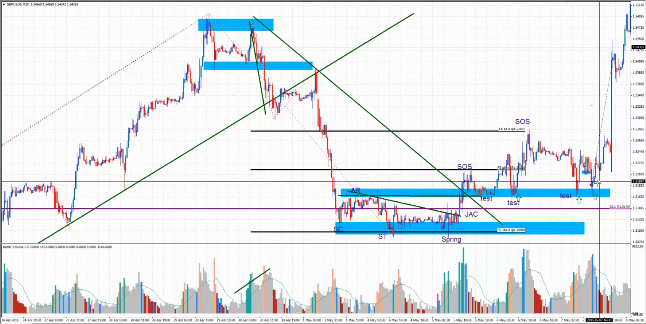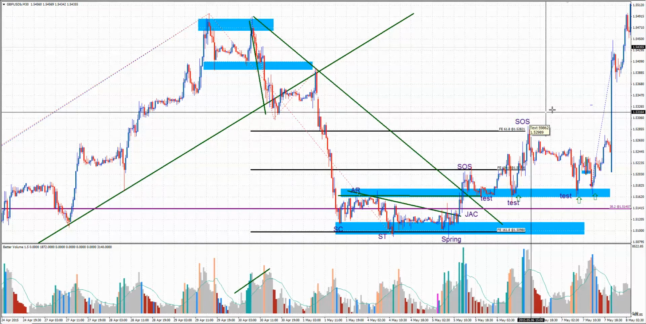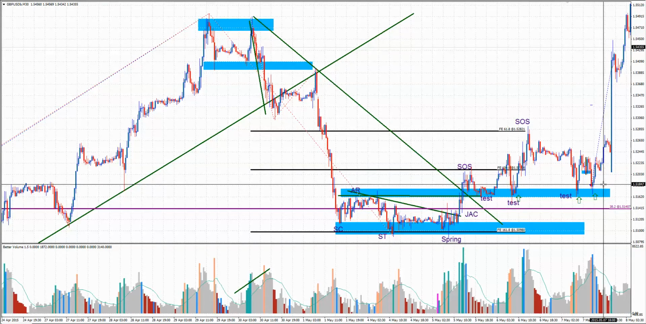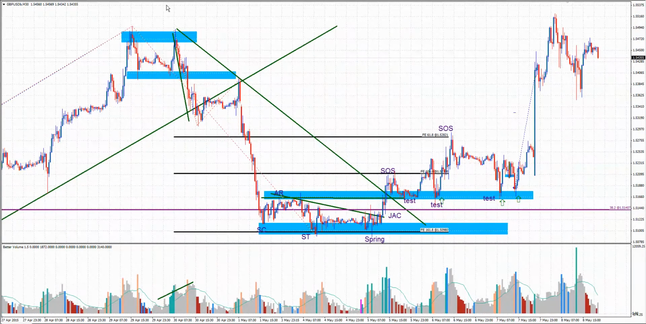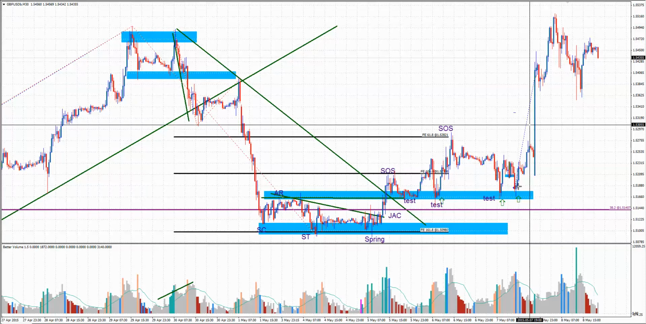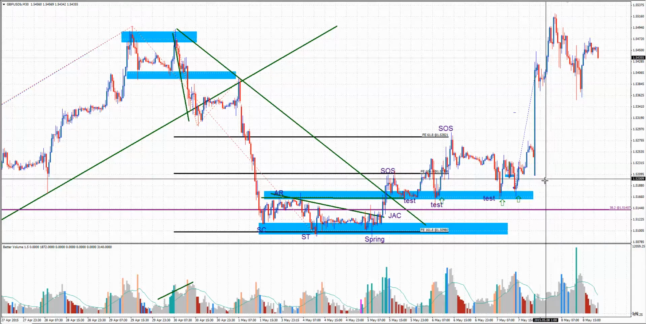sign for me that the large operators wanted even a few tests to make sure that there is no large public selling left here, so they can buy, and the public joins them later on that buying. So we got that markup phase, which is this upward leg from this swing low to this swing high. This is a markup phase.